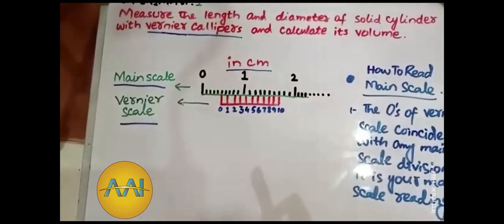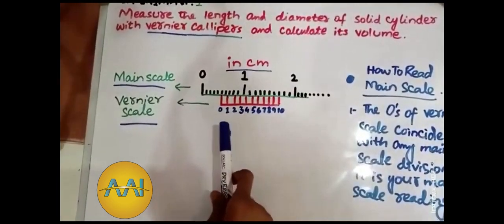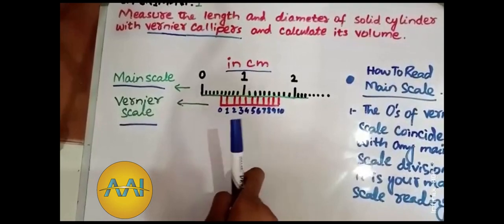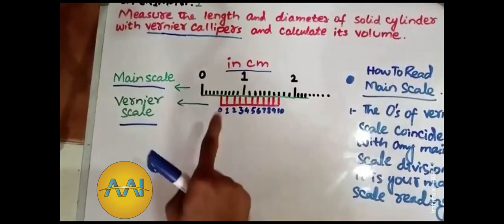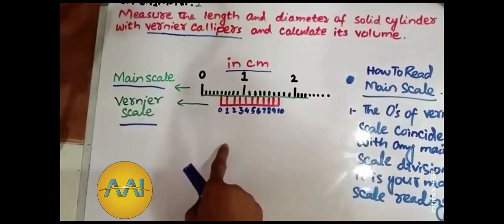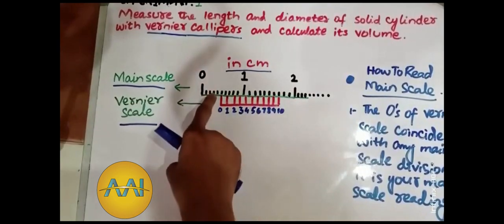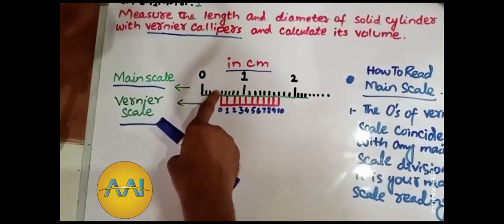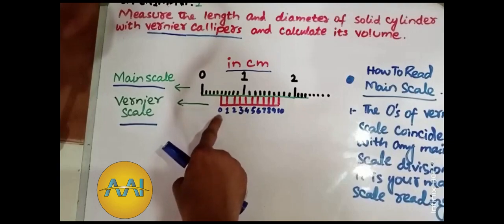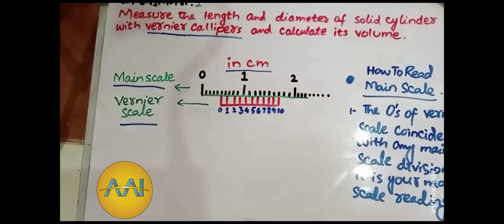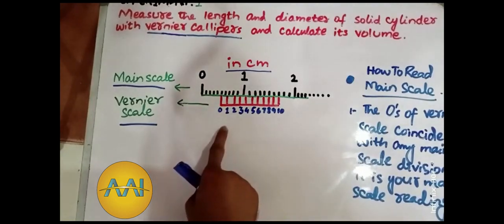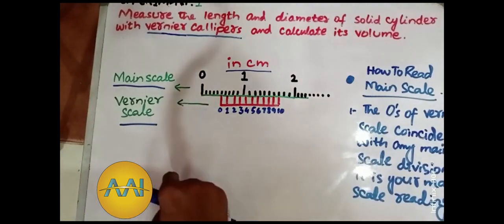So now it's time to read the Vernier scale. The rule of the Vernier scale is that one division of the main scale and one division of the Vernier scale, I mean to say like 0.5 of the main scale and the 0 of the Vernier scale, both coincide at the same time. That means the Vernier scale reading should be 0.